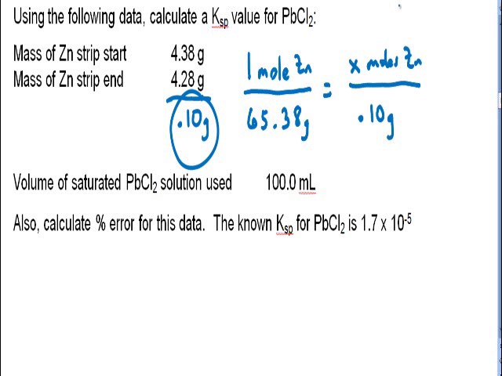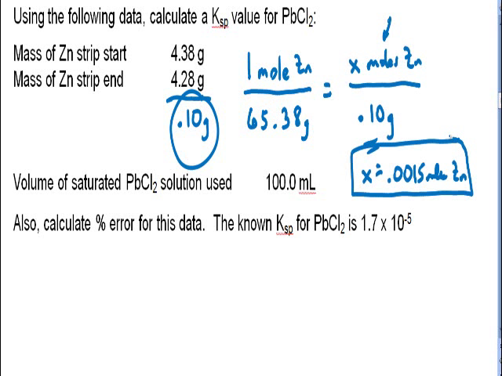We can now use a proportion. Knowing 1 mole of zinc is 65.38 grams, that means we'll have X moles of zinc present if we have 0.10 grams. This will let us calculate the moles of zinc that reacted. Solving for X gives us 0.0015 moles of zinc.